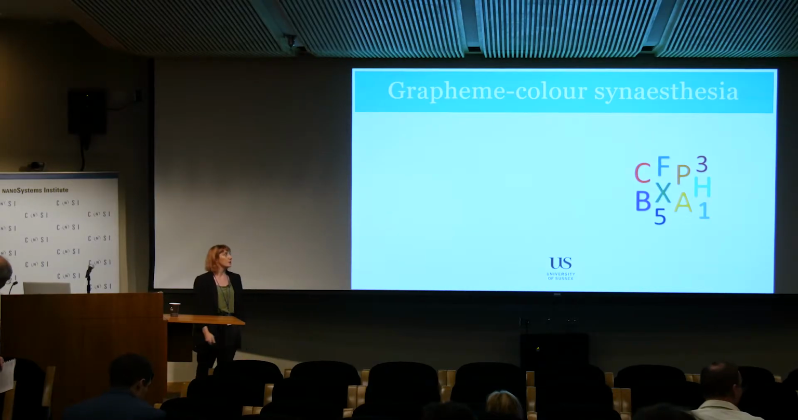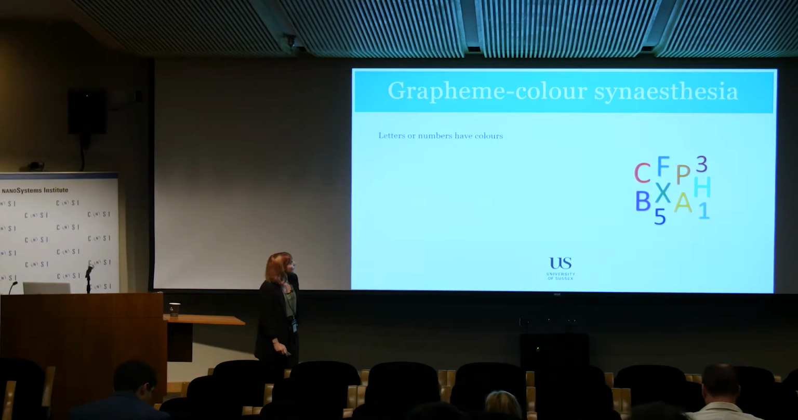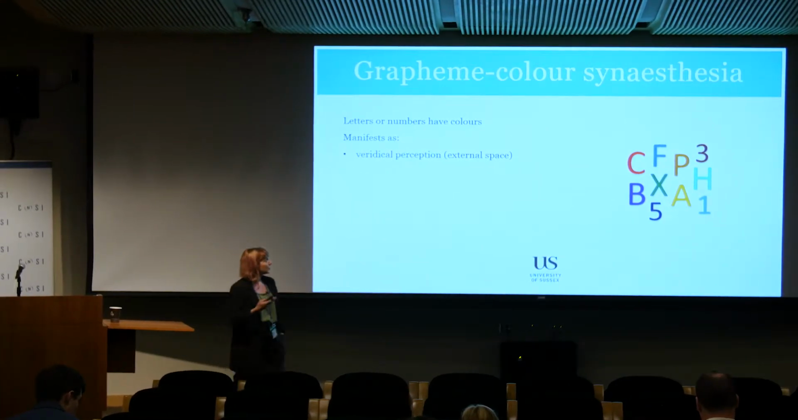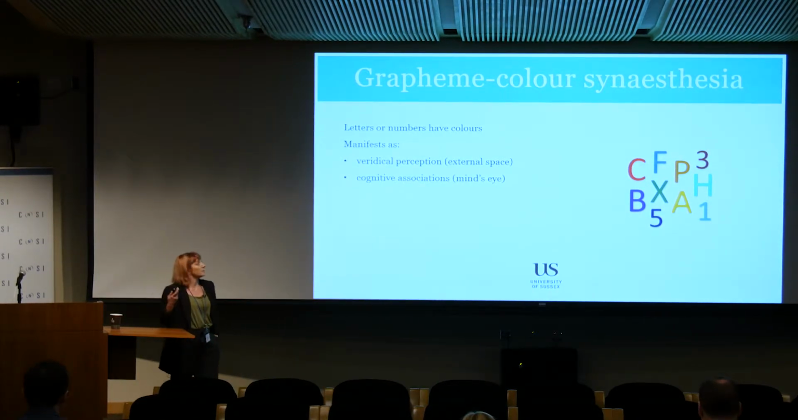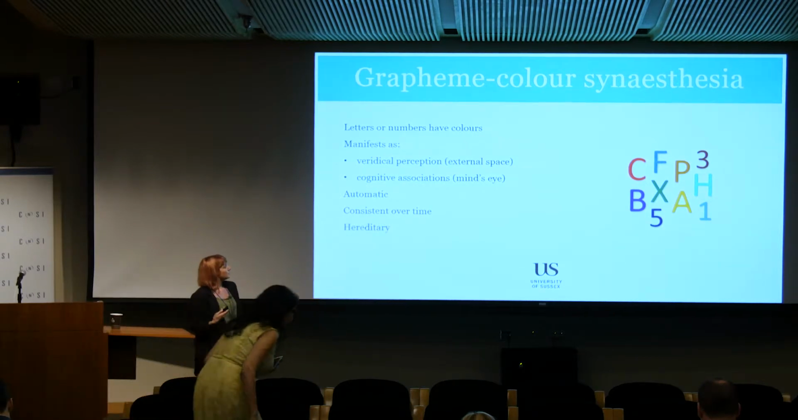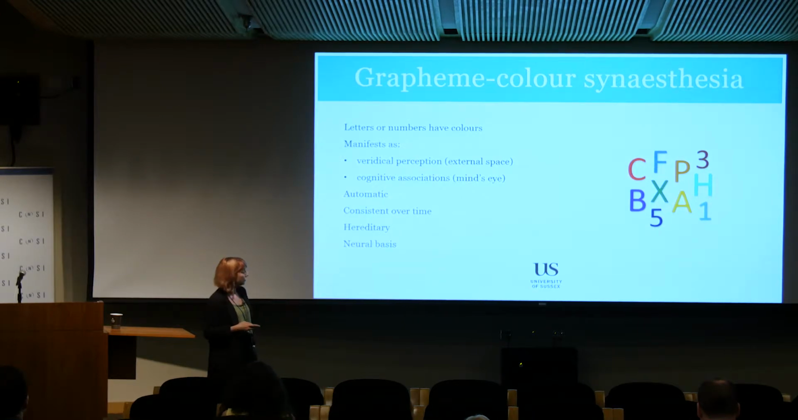So developmental grapheme color synesthesia is a condition whereby individuals associate letters with specific colors. It can manifest as vertical perceptions projected onto external space or as cognitive associations. So participants will see the colors in their mind's eye or simply know that a particular letter is a particular color. The associations are elicited automatically. Participants are consistent over time. It's a hereditary condition, sorry, and it has a neural basis.